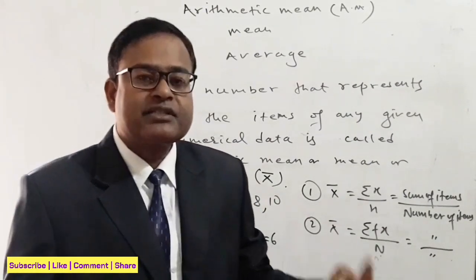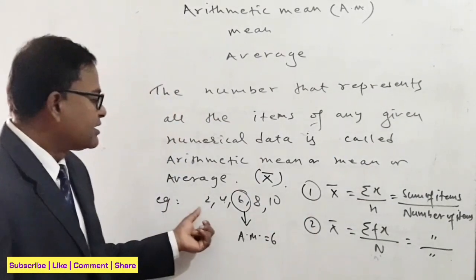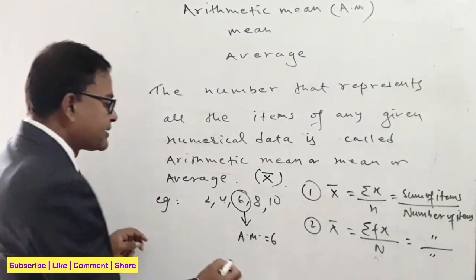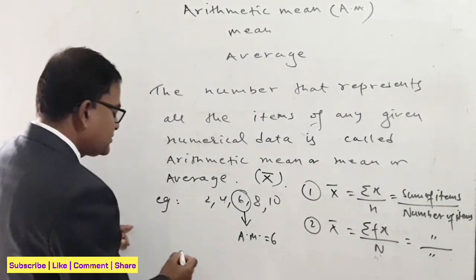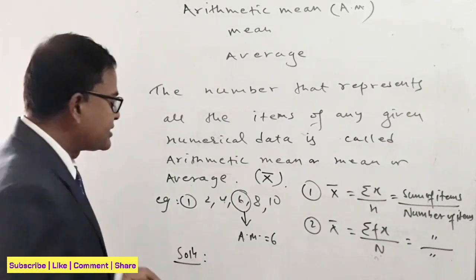Then we'll get the average of given data. So by using the formula also, we'll get exactly the average of the given data equal to 6. So let's do the solution of example number 1 by using formula method.